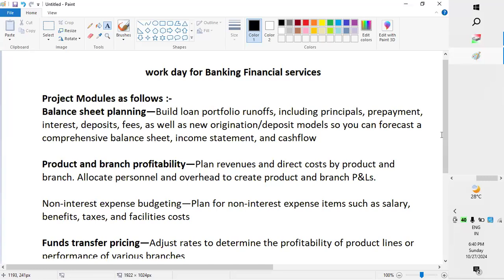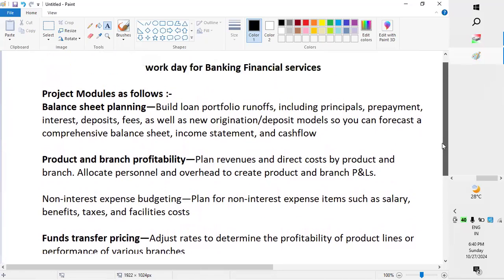Of course, there are many other modules as such. I'll be giving you the other modules in the coming days. Let us focus on the first few modules so that you have more idea, because when we start the project, this is what we need to see. But major changes we see especially in fund transfer pricing, and before that, product and branch profitability. These are the two where you may be required to make some changes. Even non-interest expenses budgeting can be. But for balance sheet planning, of course, we may not be required to make more changes.